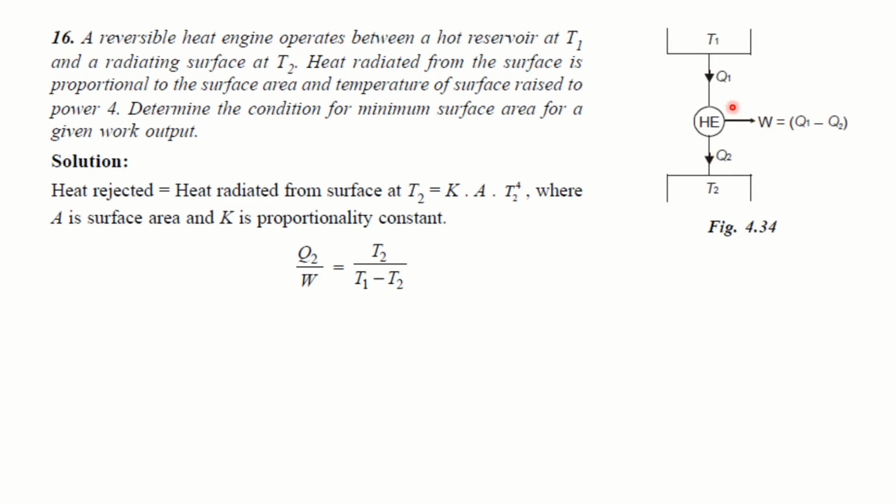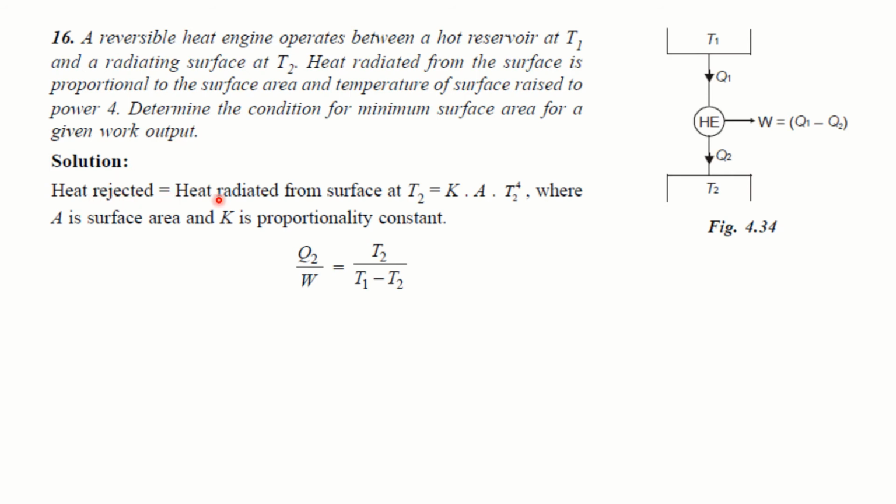Reversible heat engine operates between a hot reservoir at T1 and radiating surface at T2. Heat radiated from the surface is proportional to the surface area and temperature of surface raised to the power of 4. This one, heat rejected here. Determine the condition for minimum surface area for a given work output.